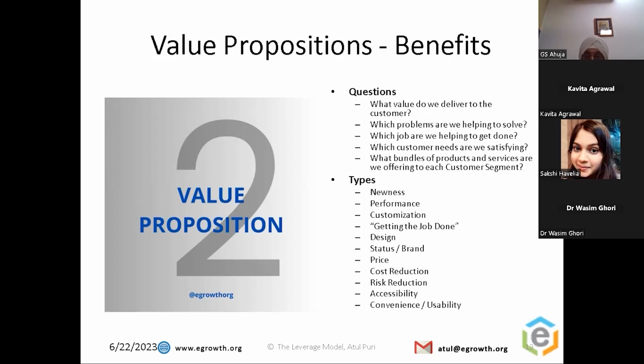Risk reduction. Insurance is all about risk reduction, right? Especially medical insurance. You don't want to come under the bus just because you're not healthy enough. Accessibility, convenience, usability. There could be many more value propositions that we can provide to the customer. But just look at what is the value that our product or service is providing. So these are the benefits which the customer looks at.